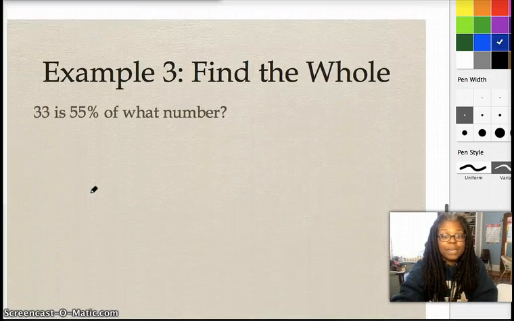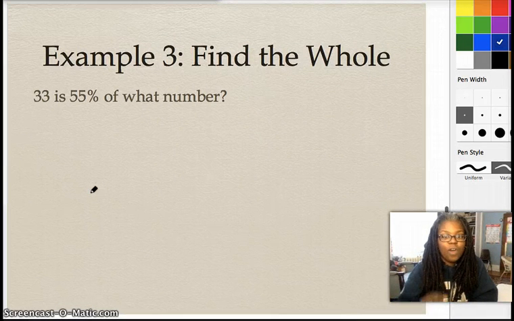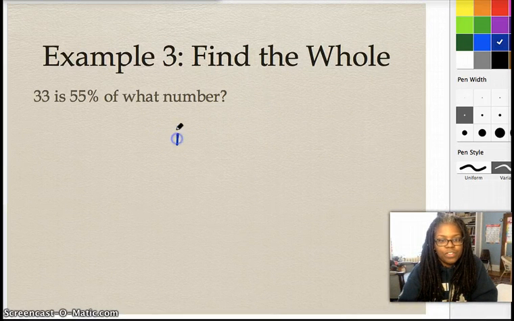Let's take a look at example 3. This says find the whole. So again, we're using the same equation.